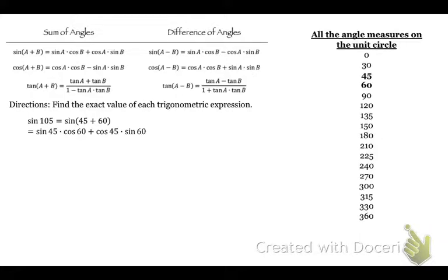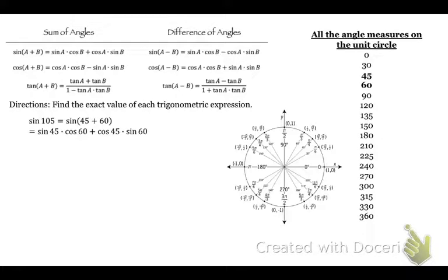Well, then if we look at the unit circle, at 45 degrees, the y value there is square root of 2 over 2. At 60 degrees, the x value there is 1/2. At 45 degrees, the x value there is square root of 2 over 2. And at 60 degrees, the y value is square root of 3 over 2. And then if we multiply this, we get square root of 2 over 4, because 2 times 2 is 4, plus square root of 6 over 4.